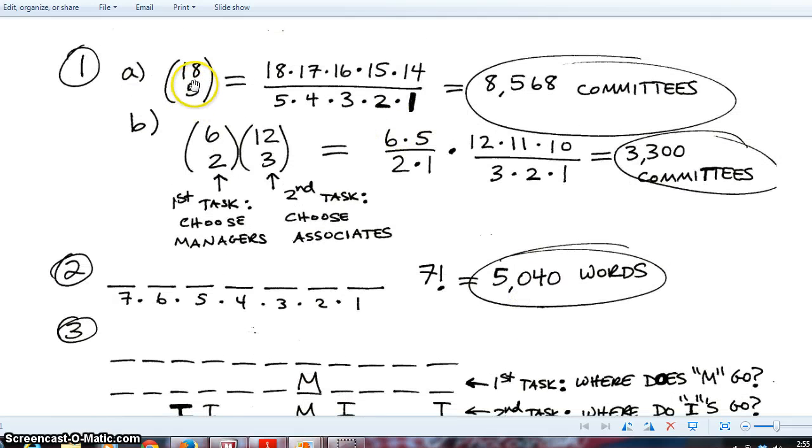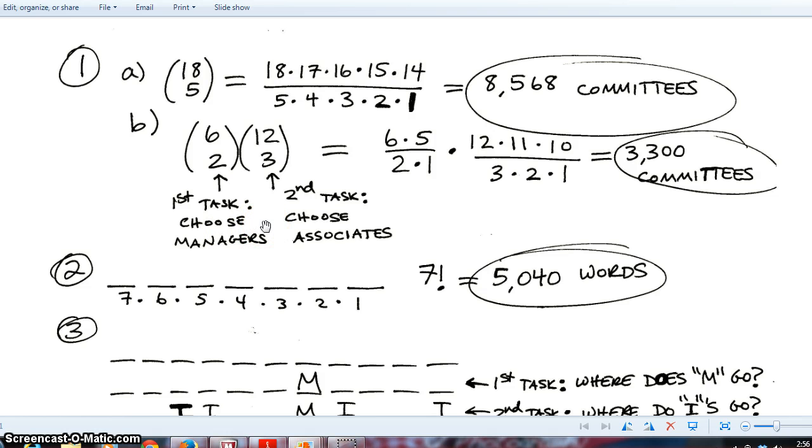So for the first part, that's just our binomial coefficient, 18 choose 5. So this is a pretty straightforward combination. So it ends up being 8,568 committees. For the second part, you have to break it down into the 2 tasks and use the multiplication principle.